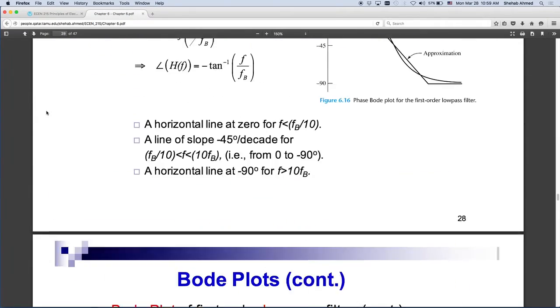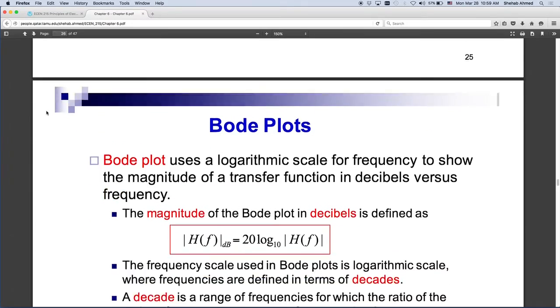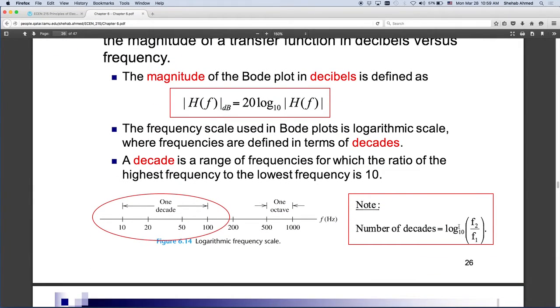Okay, so if that's the case, then we go back to our definition of decade from this slide, and we said that the number of decades is equal to log base 10 of f2 over f1, where f2 is the high frequency and f1 is the low frequency. So a decade is a range of frequencies for which the ratio of the highest frequency to the lowest frequency is 10, right? So we know the number of decades now, which is 1.5, and we know the lowest frequency, which is 60 hertz, and they're asking us for the break frequency, which is a higher frequency, right? So we know this is 1.5 and f1 is 60, so we want to find f2, right?